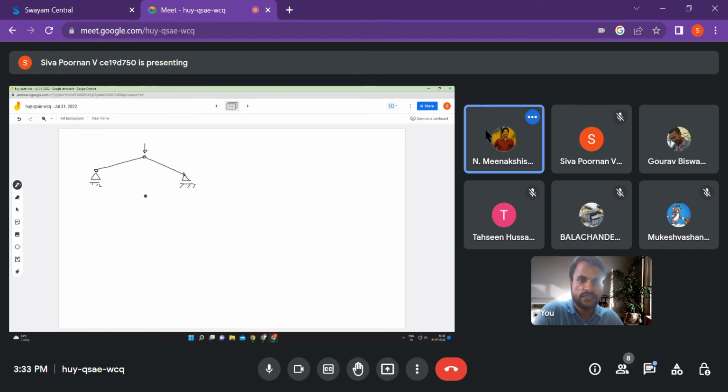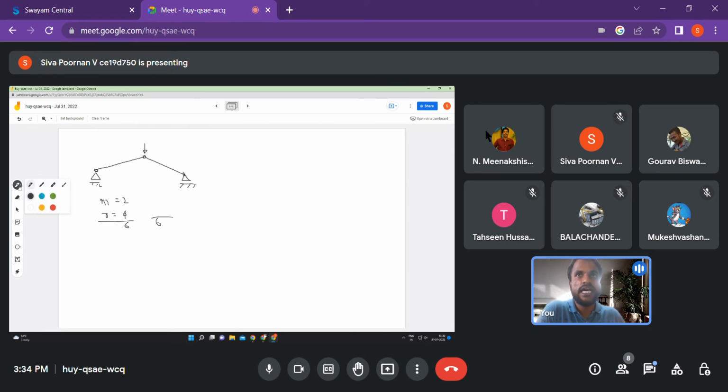Yes. So if you use Maxwell's rule, we will get m is equal to 2 and r is equal to 4. So m plus r will be 6, and 2j, with j being 3, is 3 into 2, which is 6. So Maxwell's rule says that it is stable and determinate. We also get a sense that it is stable and determinate. Therefore, we guess that it is a statically determinate structure, right?